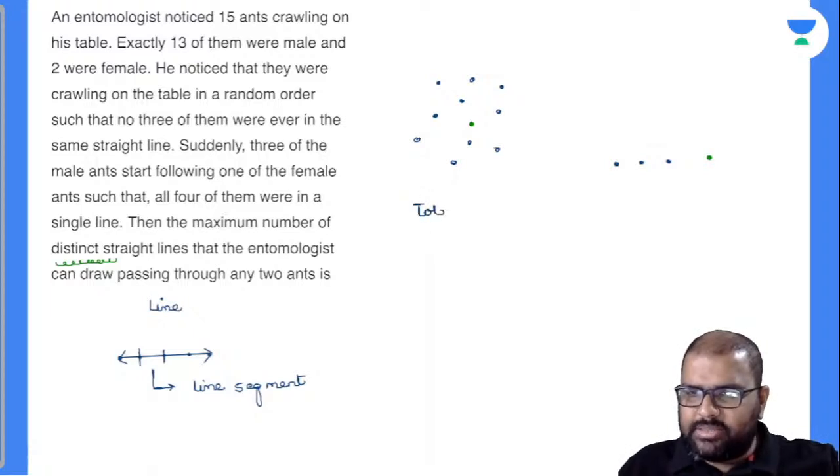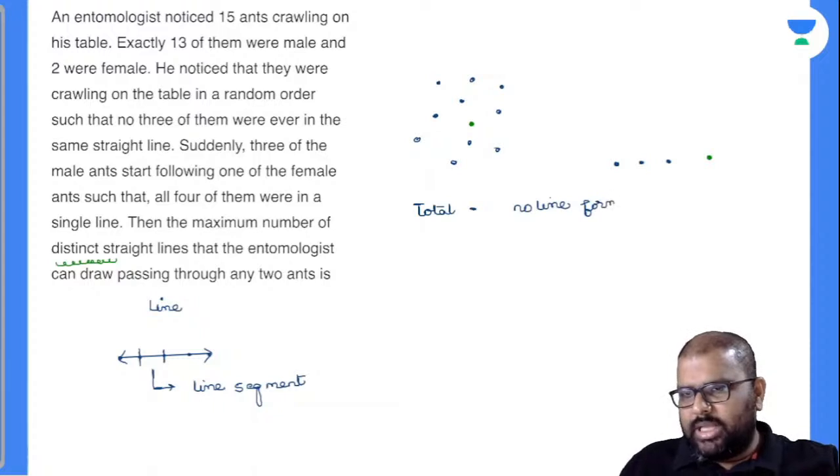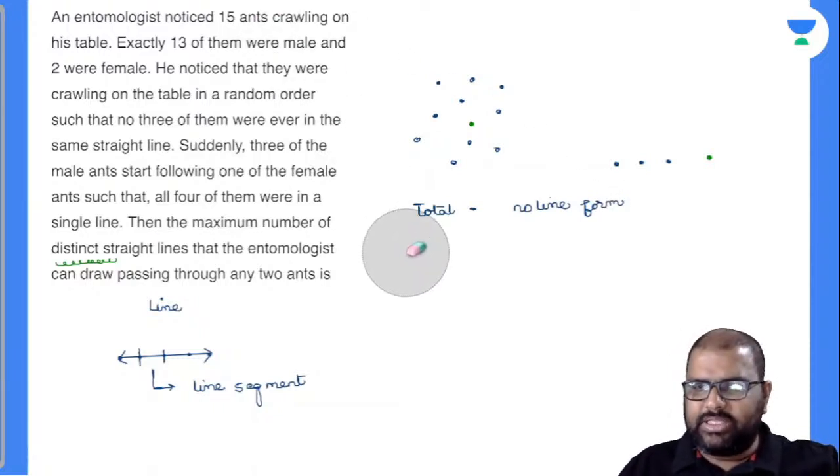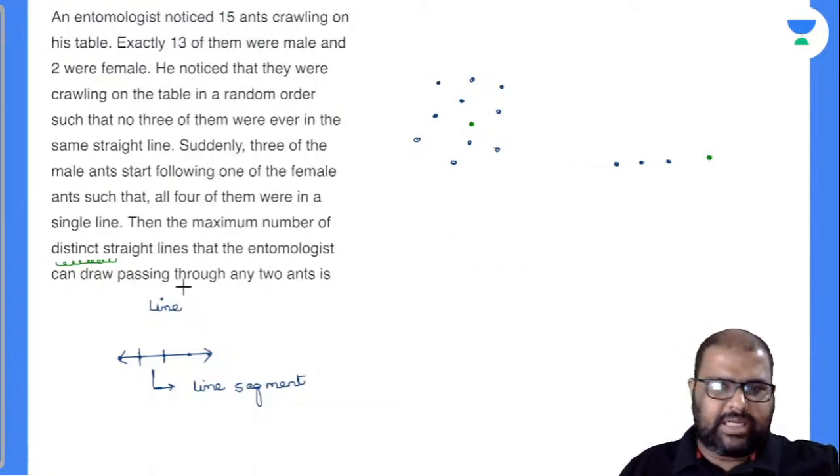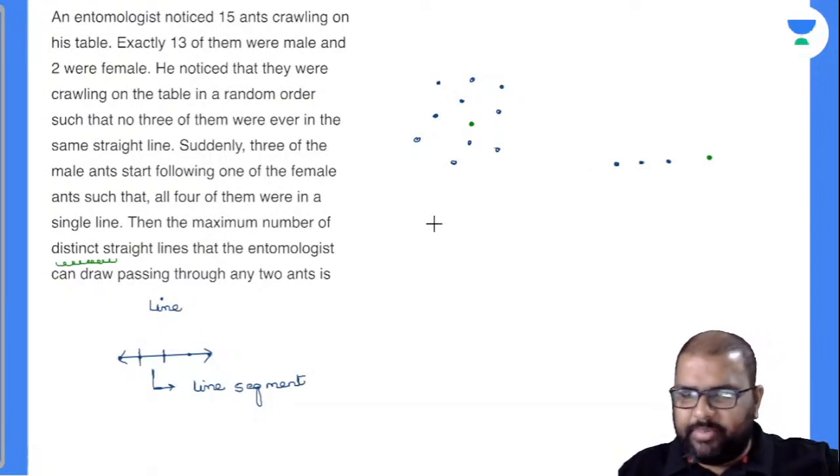So first of all, what I will do, I'll go with backward flip. Total minus no line forming ways. Then I'll get the answer there. So I'll write down in this fashion. Total how many points are available? 13 plus 2, 15 points available.